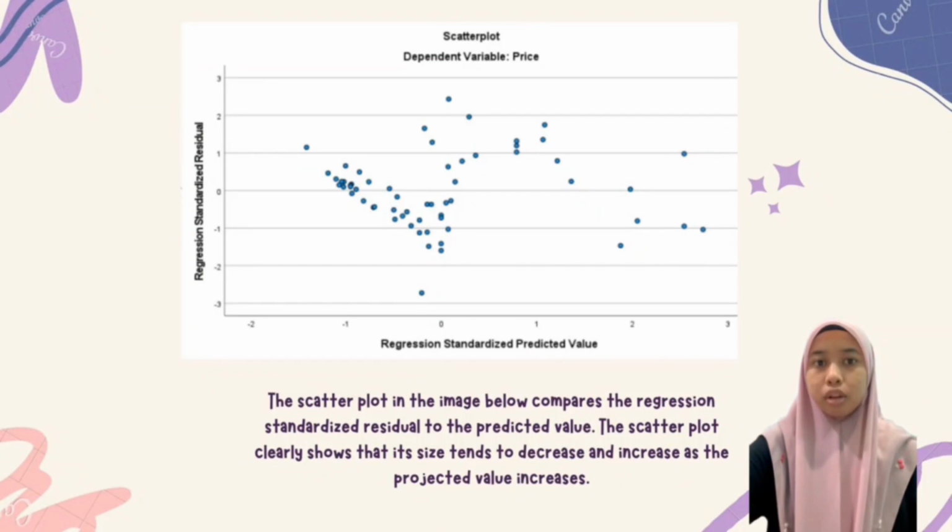Next is scatter plot of regression. The scatter plot in the image compares the regression standardized residual to the predicted value. The scatter plot clearly shows that its size tends to decrease and increase as the predicted value increases.